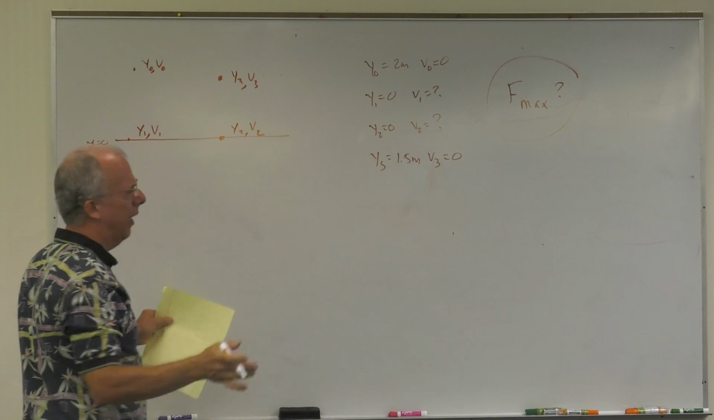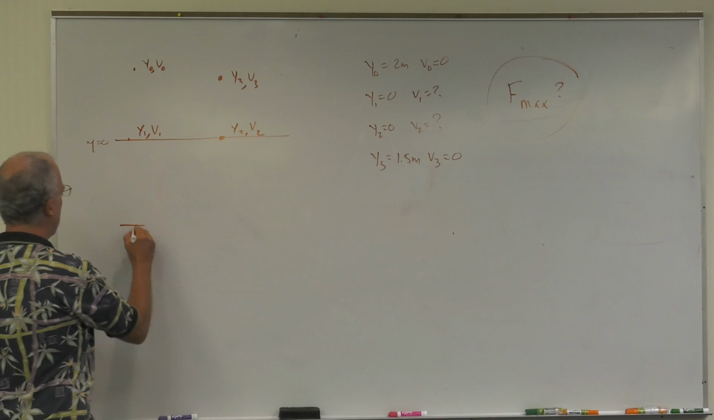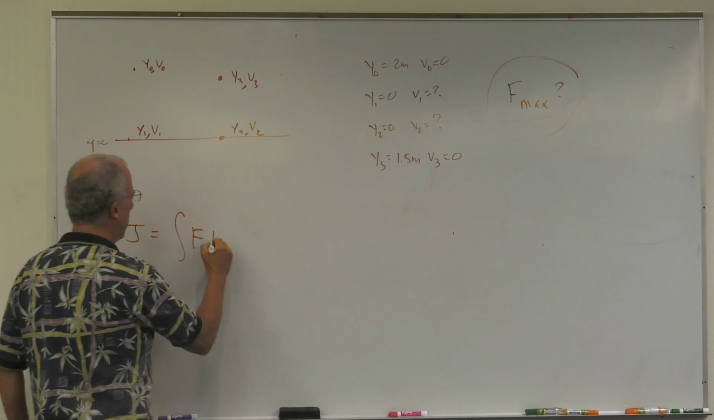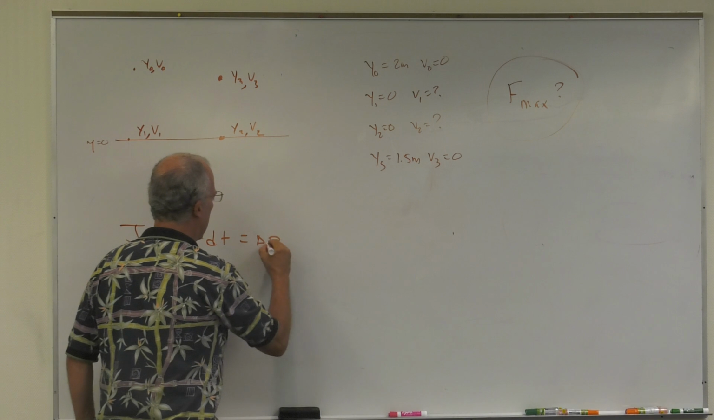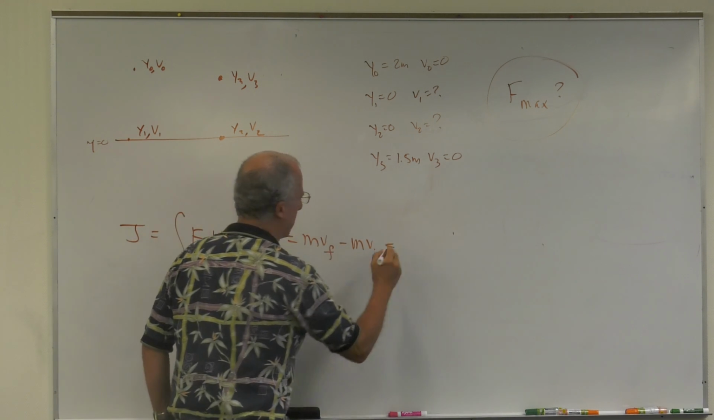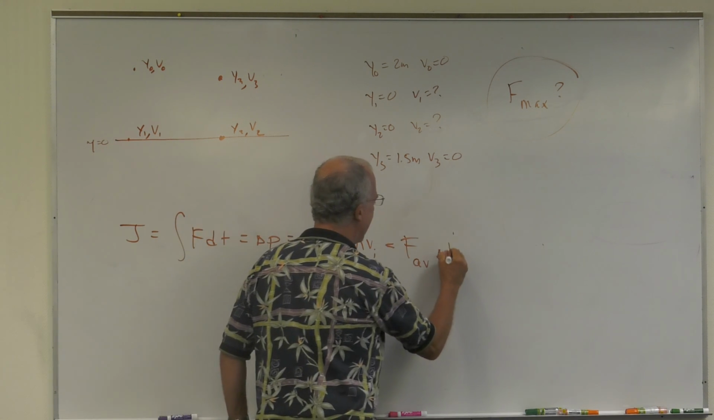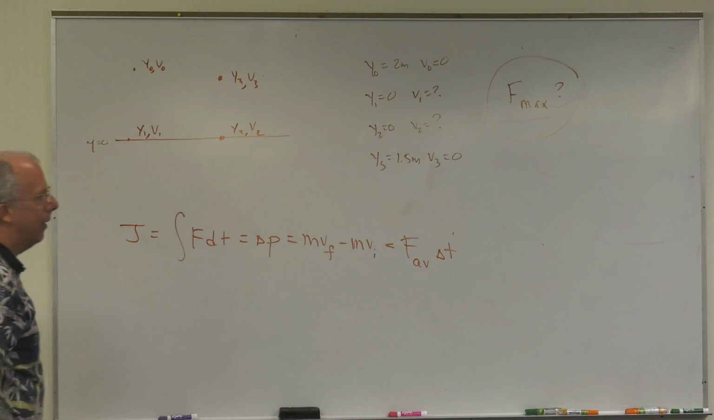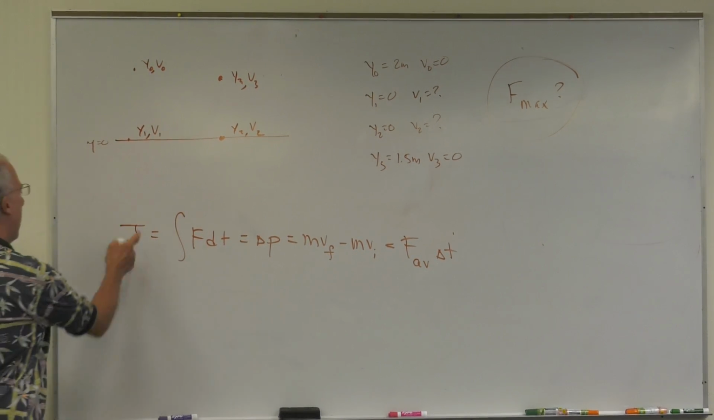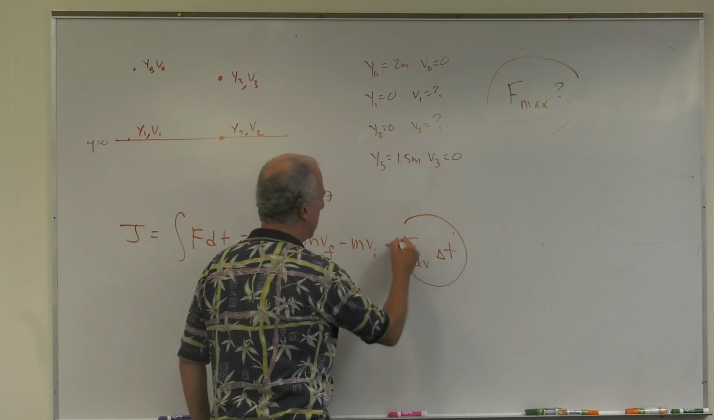But wait a second. How in the world are we going to get maximum force? Well, remember impulse momentum. J equals the integral of F dt equals delta p equals m v final minus m v initial, which equals F average delta t, right? So we're going to figure out the impulse, and then say that's equal to F average delta t.